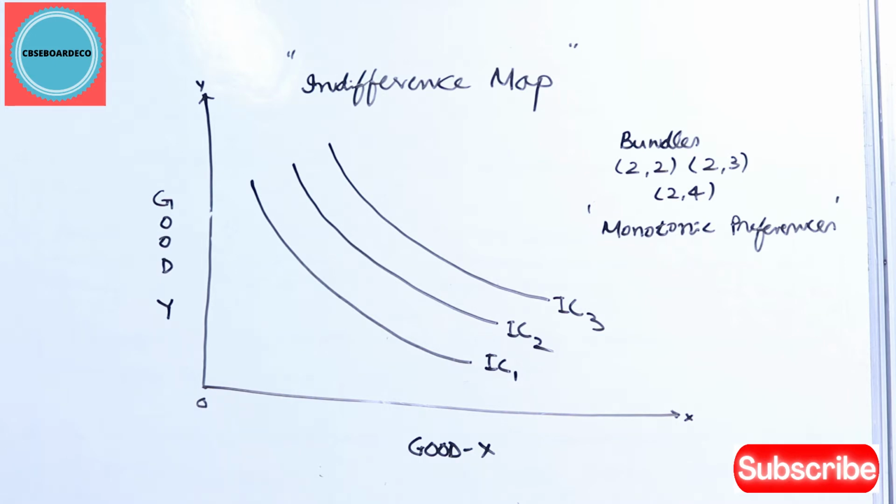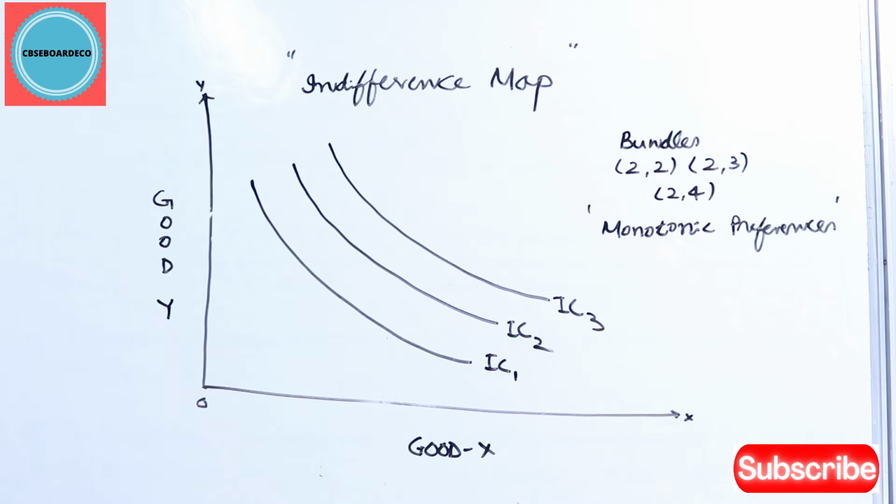IC1, IC2, IC3, these are the 3 different indifference curves showing different levels of satisfaction. IC2 will give you more satisfaction than IC1, IC3 will give you more satisfaction than IC2. The consumer tries to reach as high an indifference curve as possible, in this case IC3, to get more satisfaction. That is his main aim.